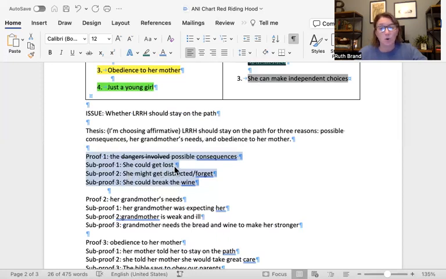She could get lost, or maybe she could get hurt. She might get distracted and lose her way. In addition, she might forget what she's supposed to be doing. She could break the wine, and the bread could crumble, and grandmother would have to go without. All right, so this is going to be a paragraph all by itself. We'll do that later. But right now I want you to see that it's going to expand.